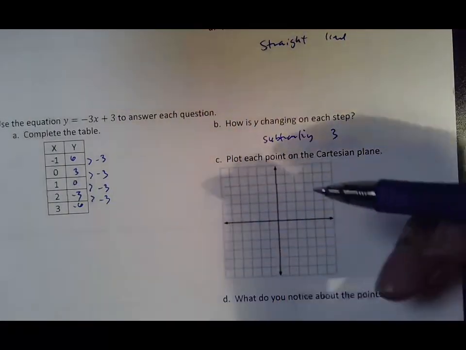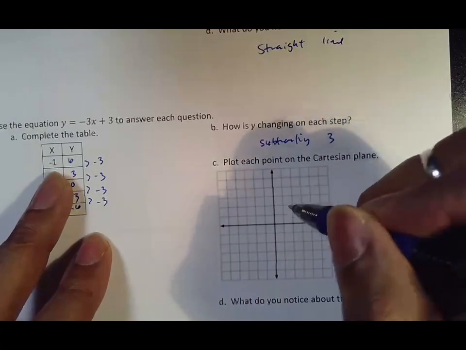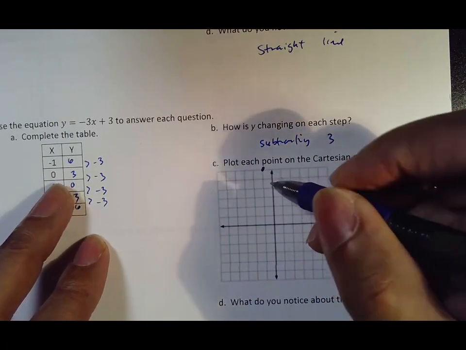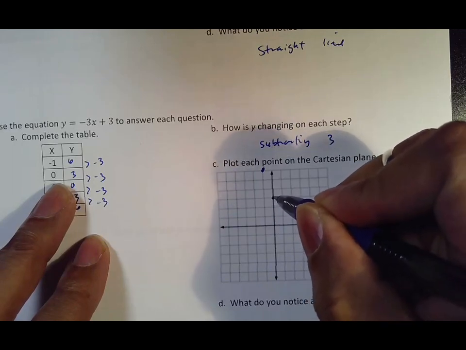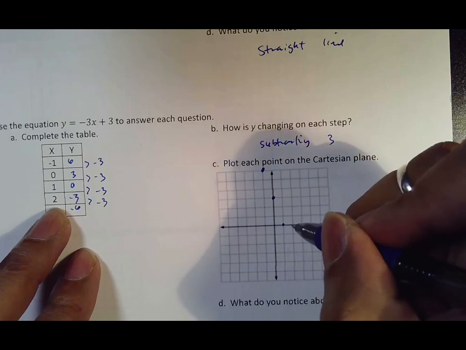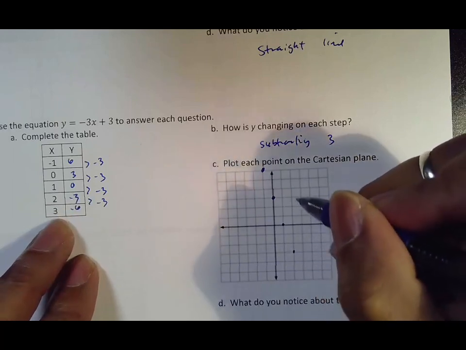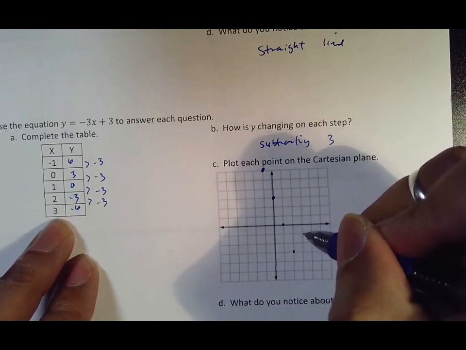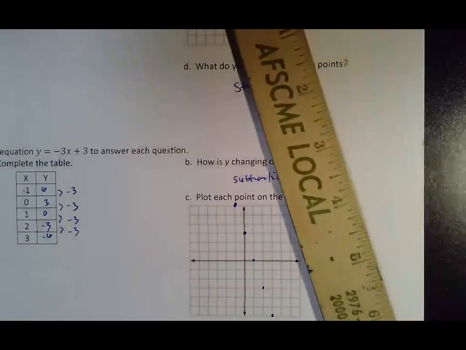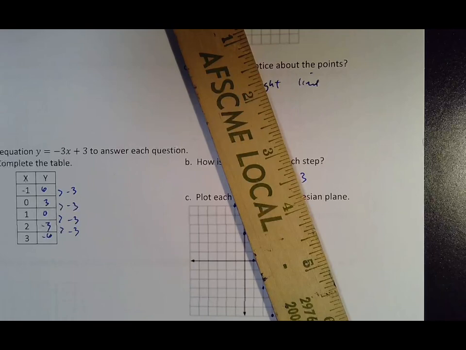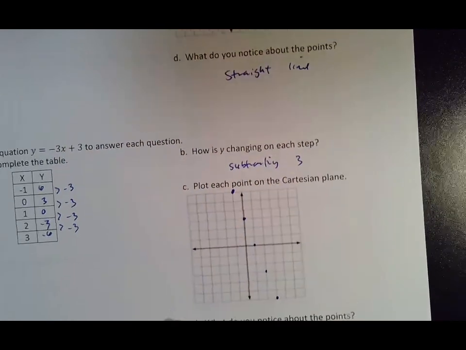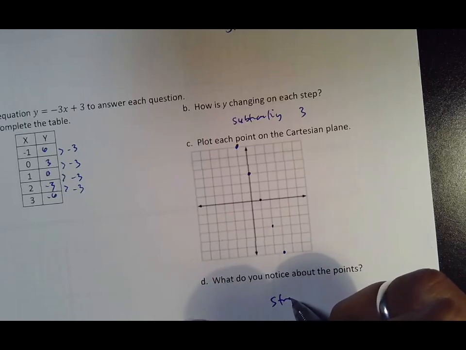All right. So when we plot these points again, negative 1, 6 would be back 1 and up 1, 2, 3, 4, 5, 6. 0, 3 would be 1, 2, 3. 1, 0 would be here. 2, negative 3 here, and then 3, negative 6 is here. And again, what do you notice about these points? This is where you have to start paying attention to patterns. These points are again in a straight line. All right. So that is what we should notice.